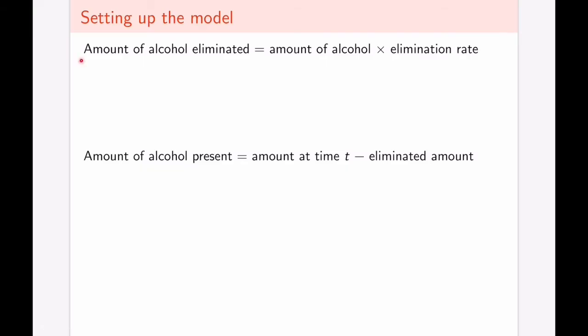So as I just said, the amount of alcohol eliminated is the amount of alcohol times the current elimination rate. The amount of alcohol is A_t. The elimination rate is R of A_t. Note that we actually have a formula for R of A_t. So altogether, I can note that this is equal to A_t times this experimentally derived formula for the elimination rate.